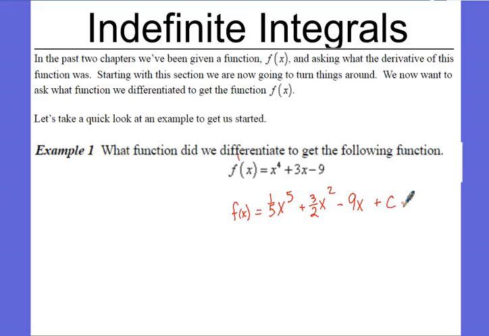Does everybody got that? How do I know I'm right? Take the derivative. Okay, if I were to take the derivative of this, 1/5 x to the fifth, 5 times 1/5 becomes 1x to the fourth. 3/2 x squared, 2 times 3/2 becomes 3x. And then minus 9x, take the derivative, just ends up with a simple minus 9, right? Got it? That's literally what we're going to do.